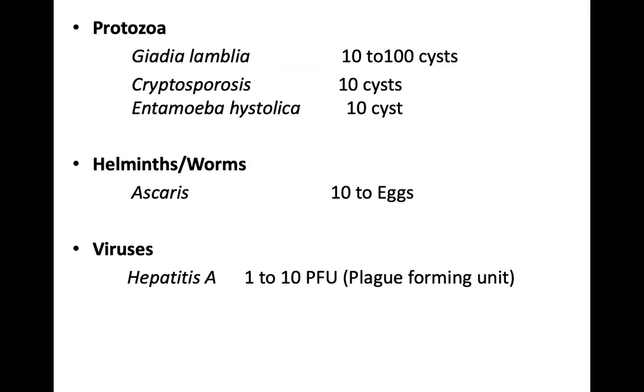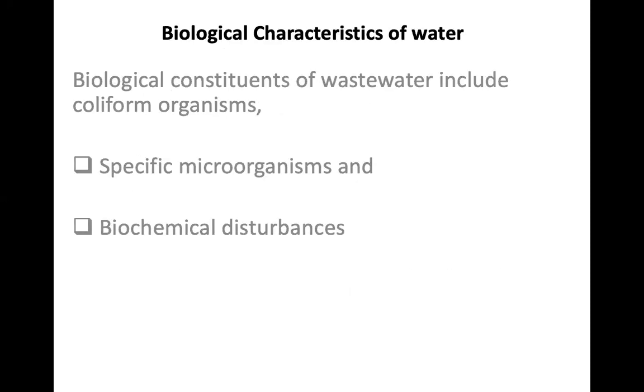For Giardia lamblia, we are looking at 10 to 100 cysts. For Cryptosporidium, we are looking at 10 cysts. And for Entamoeba histolytica, we are looking at also 10 cysts. For helminths, we are looking at 10 eggs. For viruses, 10 is enough to even cause an infection.